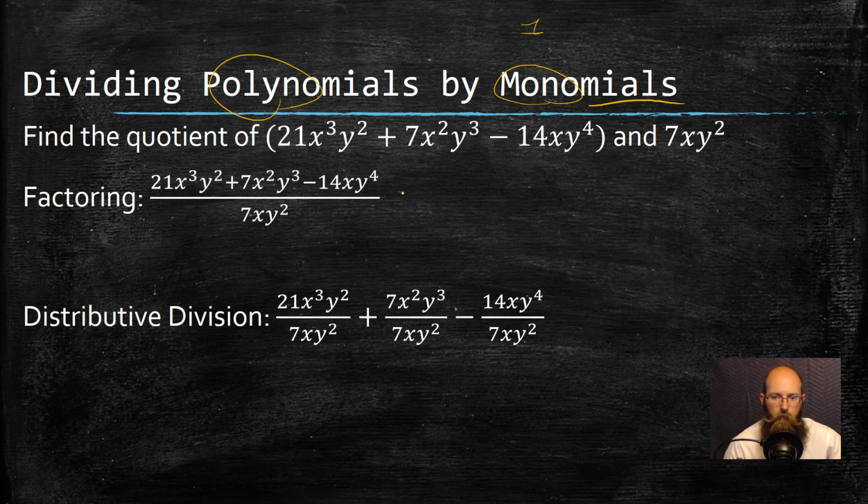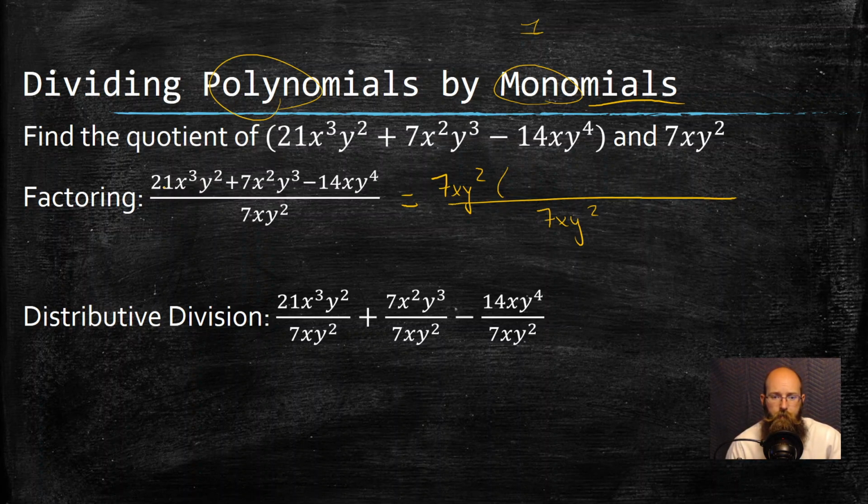So this one here, we're going to leave all of that top over this one thing on bottom, but we're going to factor that out of every single one of these terms. So I need to pull 7xy squared out of the whole rest of that top, or at least as much of it as I can. But in this case, it will actually be all of them.